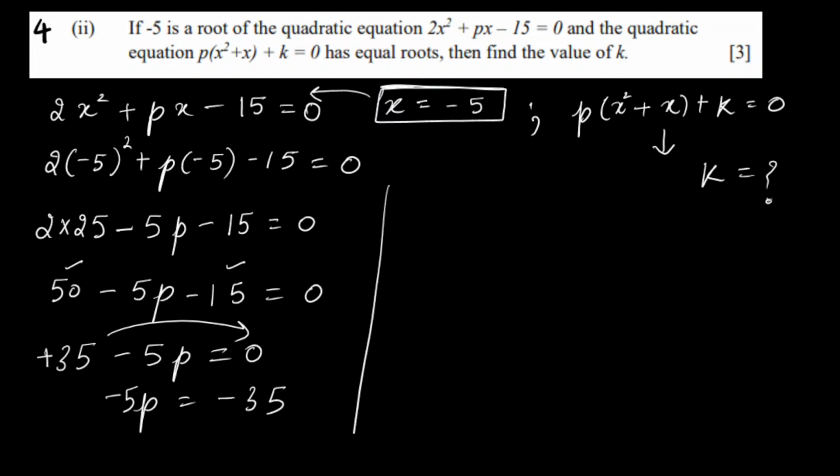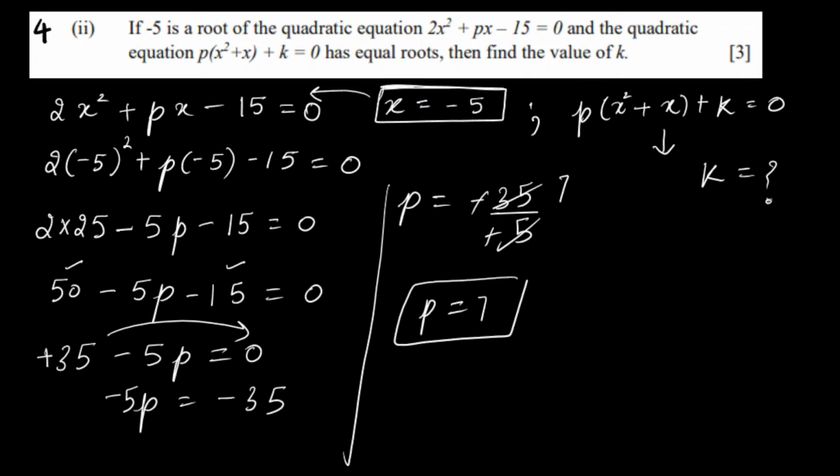Minus 5 when we shift to the other side, it will get divided, as here it's getting multiplied by p. So minus 35 by minus 5. Minus and minus will get cancelled. 5 into 1, 5 into 7. So p is equal to 7. So p's value is 7.